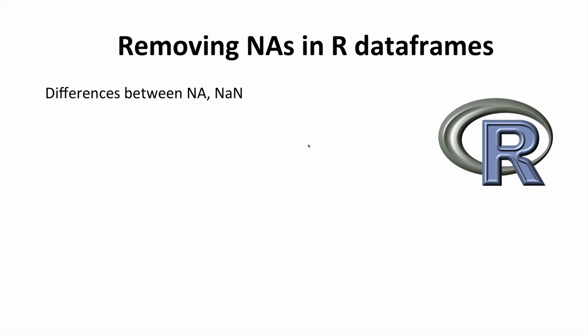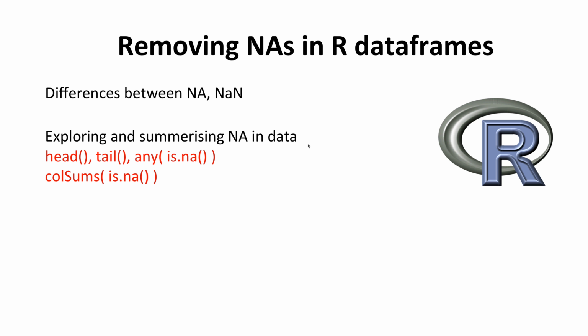Before we begin to remove and strip out these missing cases that can be problematic for forthcoming analyses, we have to explore and summarize where these NAs are within our data. To do this, we can use simple summary and exploration functions like str, head, and tail. One of the most useful functions that you'll find here is the is.na function.